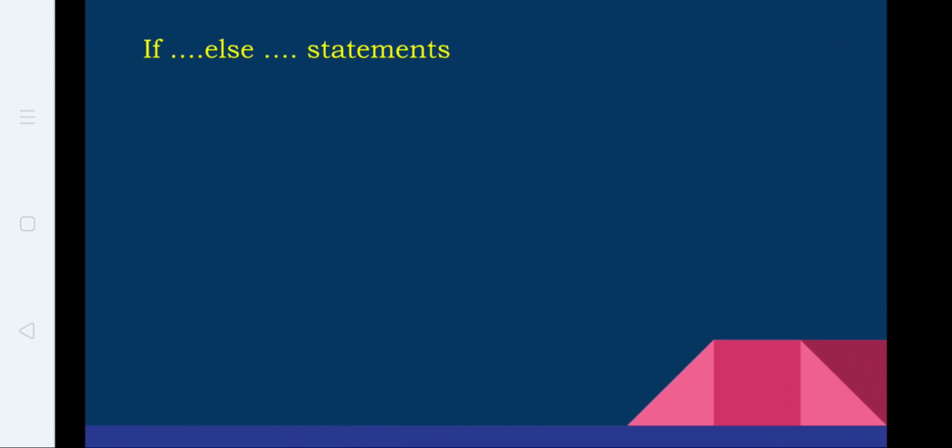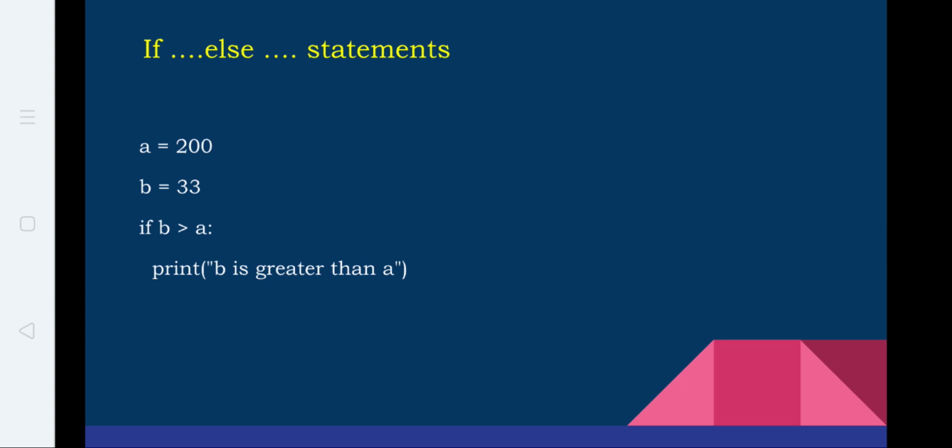Now the next case is the if else statement. If something is true, some lines of code are executed. If it is false, the other code is executed. Now the example here is a is equal to 200, b is equal to 33. Now the checking condition is if b greater than a.